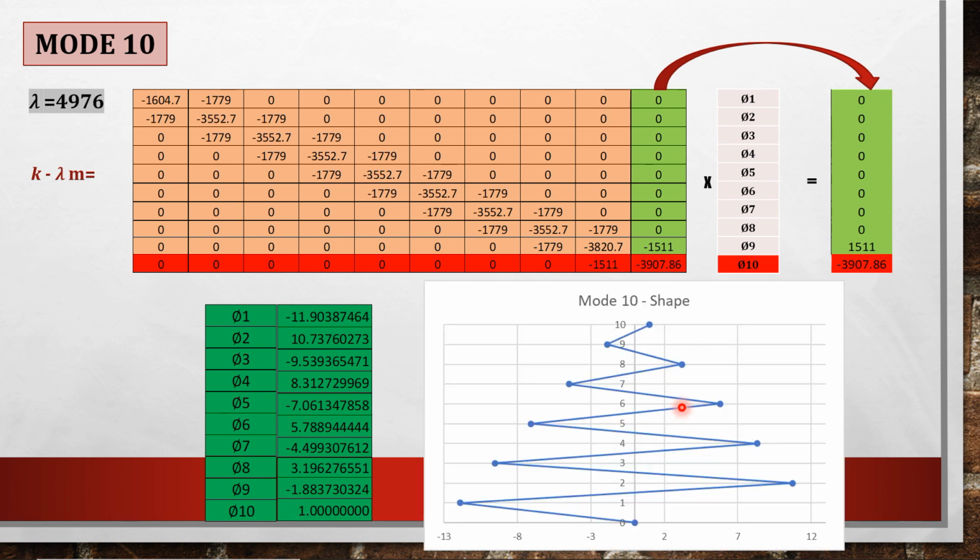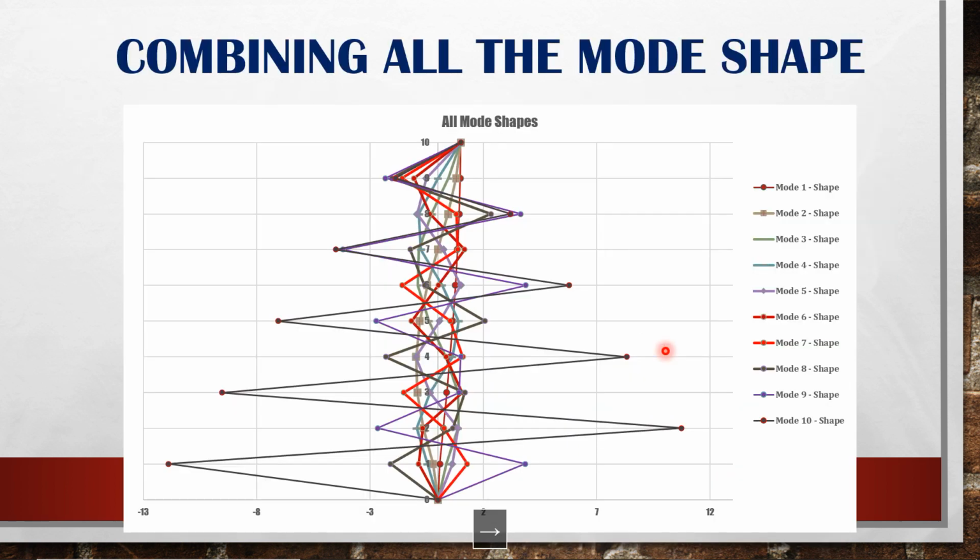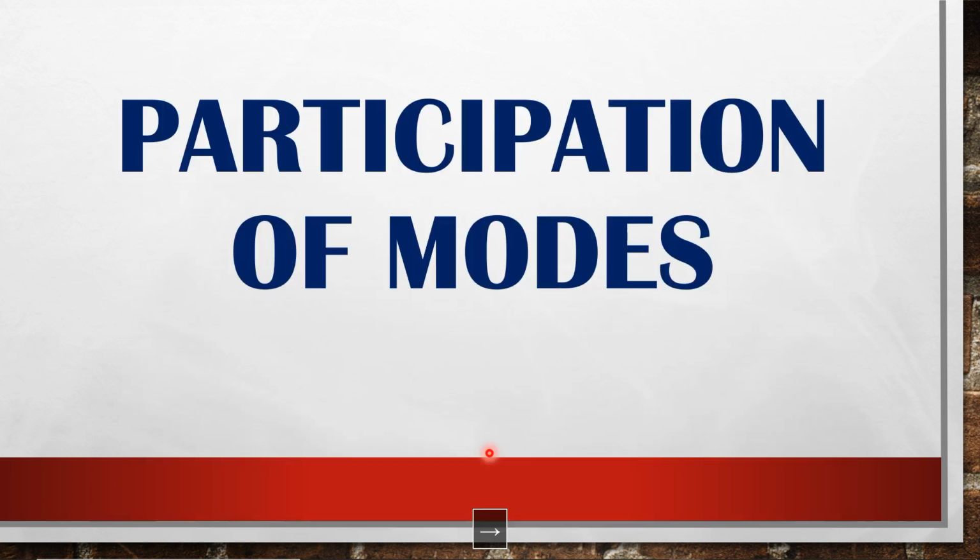So if you combine those mode shape from mode 1 to mode 10, ito yung magiging result natin, no? Combining all the mode shape. So ito yung magiging itsura ng mode shapes natin. So let's proceed. Participation of modes.